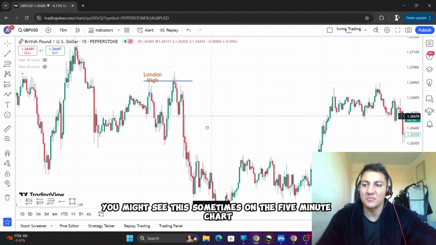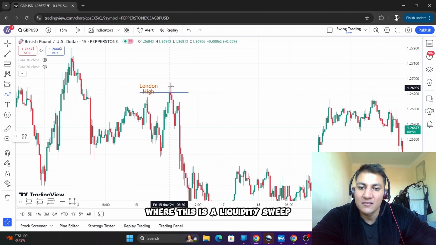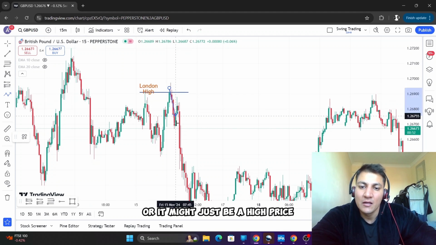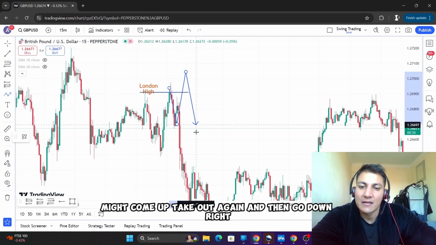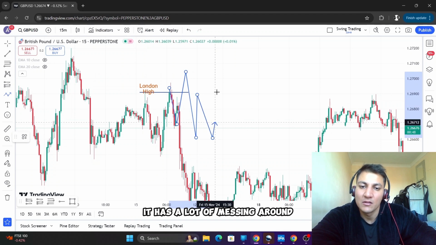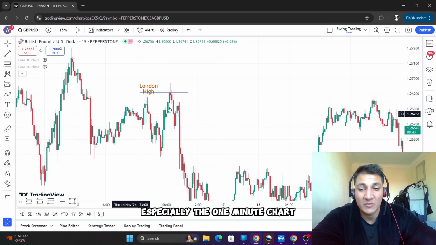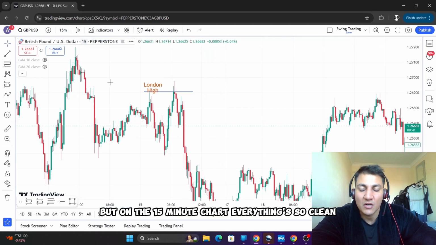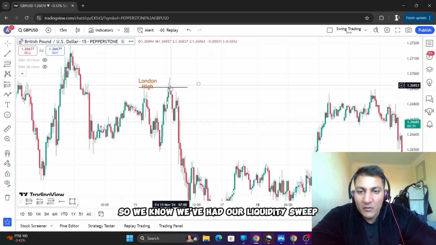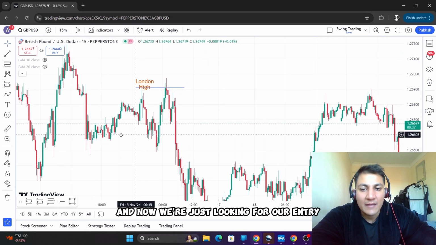You might see this sometimes on the 5-minute chart where this is a liquidity sweep, or it might just be a high. Price might come up, take it out again, and then go down. It has a lot of messing around. You could take out this high and then go back down. A lot of messing around on the 5-minute, especially the 1-minute chart. But on the 15-minute chart, everything's so clean. So we know we've had our liquidity sweep, we know we're bearish, and now we're just looking for our entry.